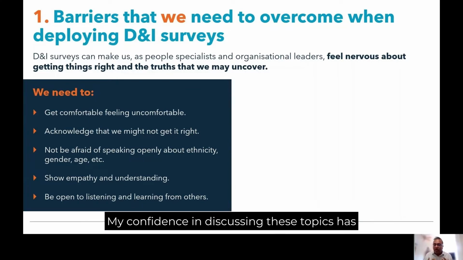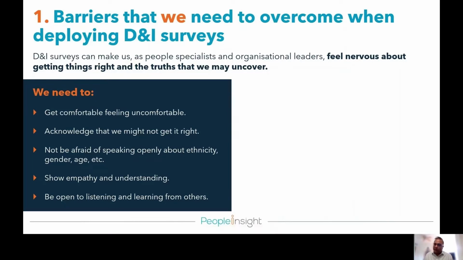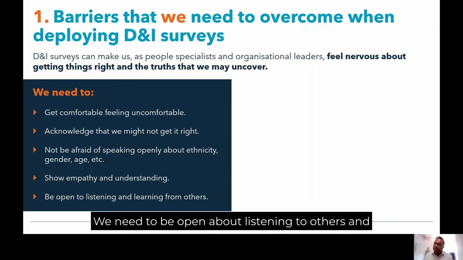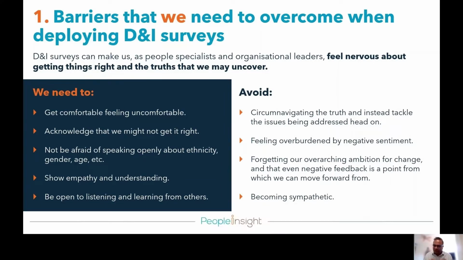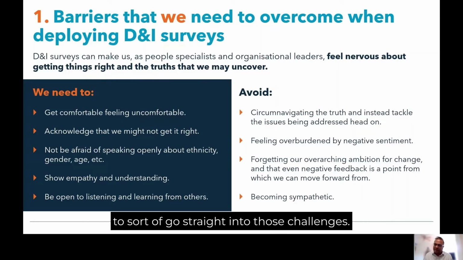My confidence in discussing these topics has come from doing this type of work, and that's about building resilience over time. We need to be open about listening to others and some difficult stories that we might have to hear. But there are things we need to avoid. A main one is circumnavigating the truth. The data is really powerful. If we run surveys and we have evidence, it's not just an assumption. It's not just a hypothesis. We've got some clear evidence which allows us to go straight into those challenges.